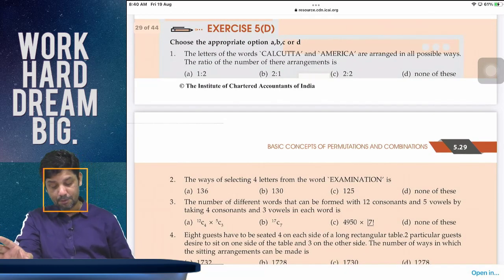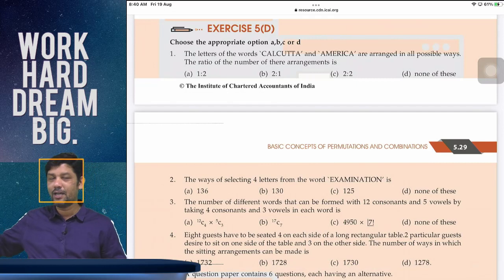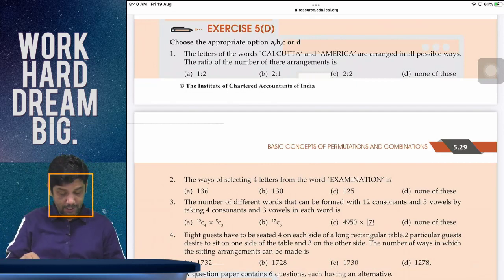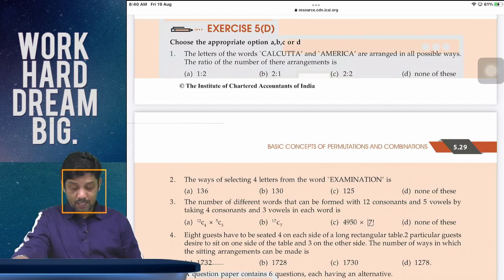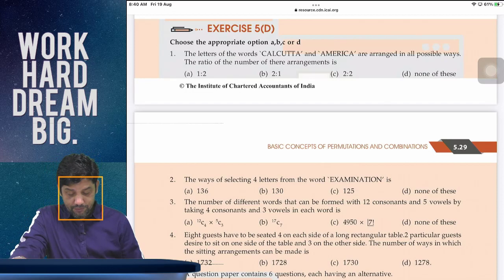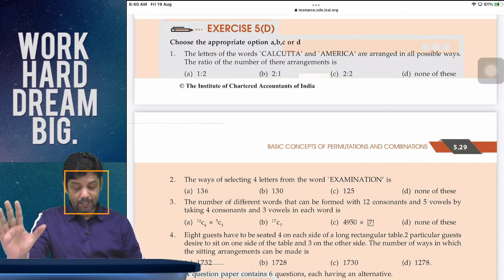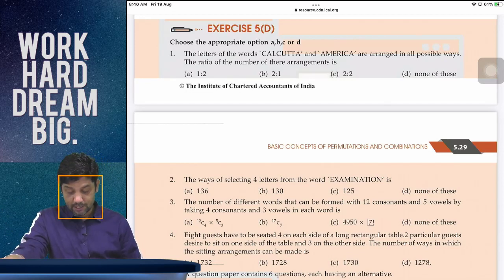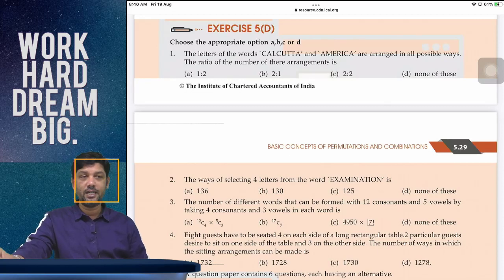Okay, sum number 1 from exercise 5D. In your textbook, take 5D, sum number 1. The letters of the words Calcutta and America are arranged in all possible ways. The ratio of the number of these arrangements is.